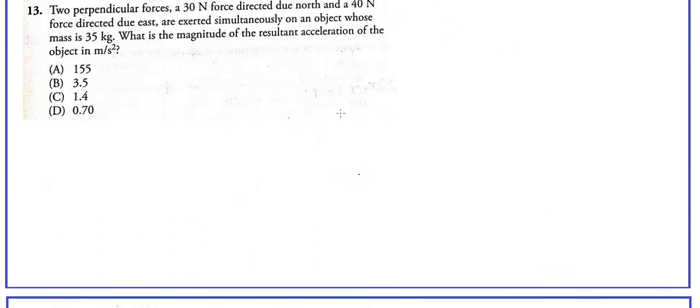Two perpendicular forces, a 30 Newton force directed due north. So we have 30 Newton due north and a 40 Newton force directed due east. And this is 40 Newton. They are exerted simultaneously on an object whose mass is 35 kilograms. What's the magnitude of the resultant acceleration of the object in meters per second squared?